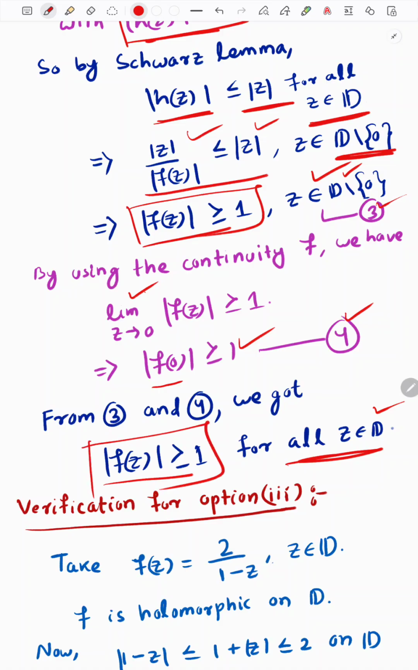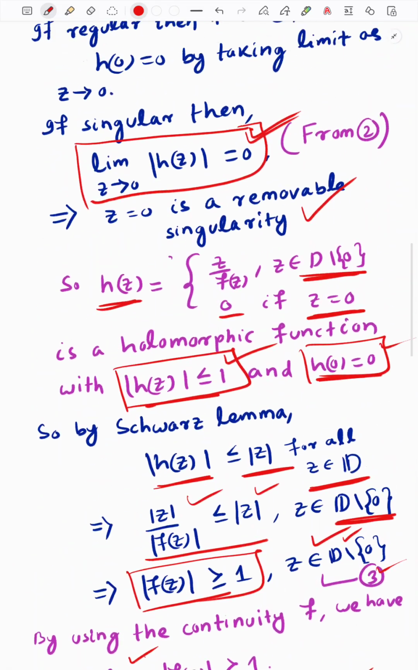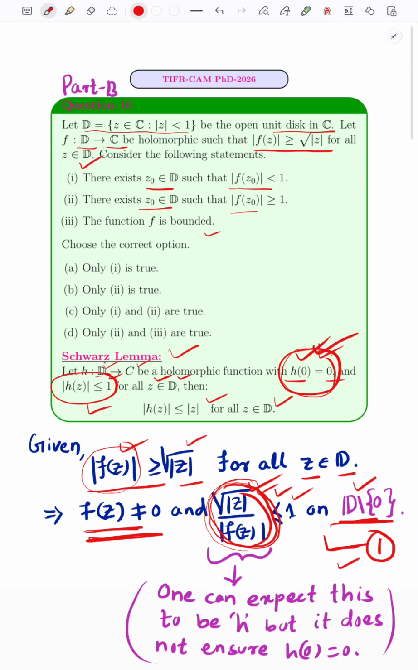Means our function modulus of f(z) is always greater than or equal to 1 for all z belongs to D. This is true. So which one is this? This one is false, because it is saying that there exists a z naught, but we are finding that modulus of f(z) is always greater than or equal to 1 for all z, so it cannot be strictly less than 1. And this is true, there exist, but we are getting all the points, but it is also true for the particular point.